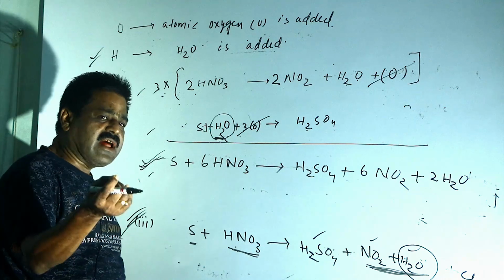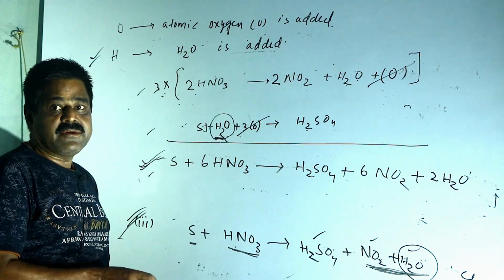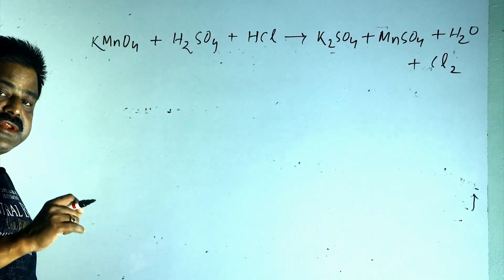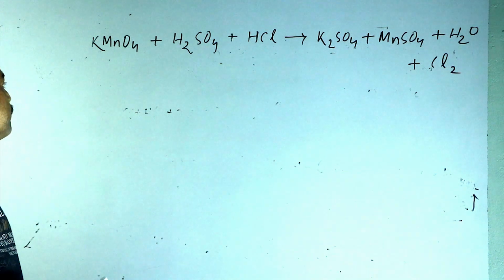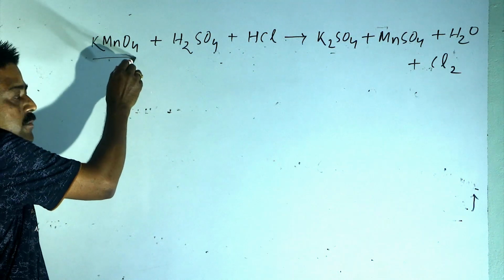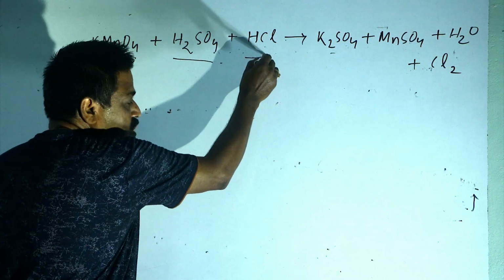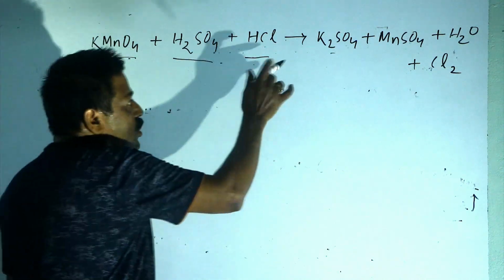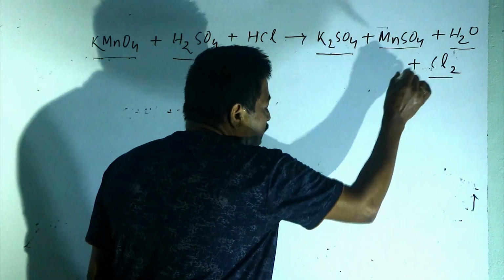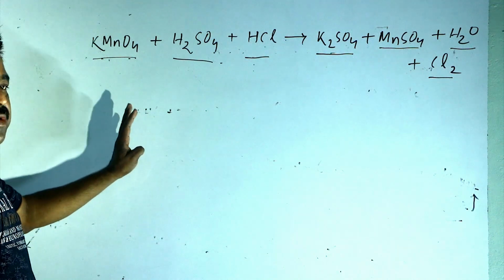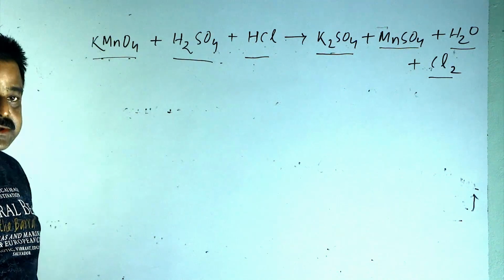Let us now consider another one. You have to go through your textbook; a number of equations are there, for example, to balance by the partial equation method. Let's say just a little bigger equation. Here potassium permanganate KMnO4 and sulfuric acid H2SO4 and HCl react with each other to give potassium sulfate, manganese sulfate, water, and chlorine gas is evolved. Here this equation consists of 3 reactants and 4 products.